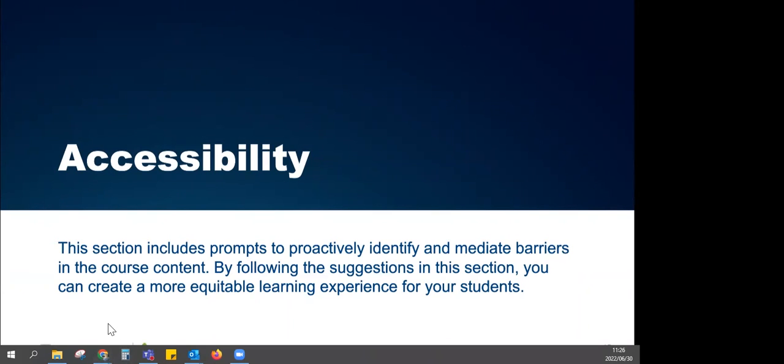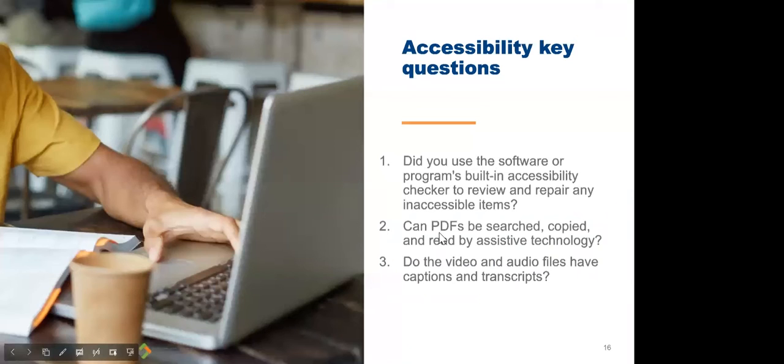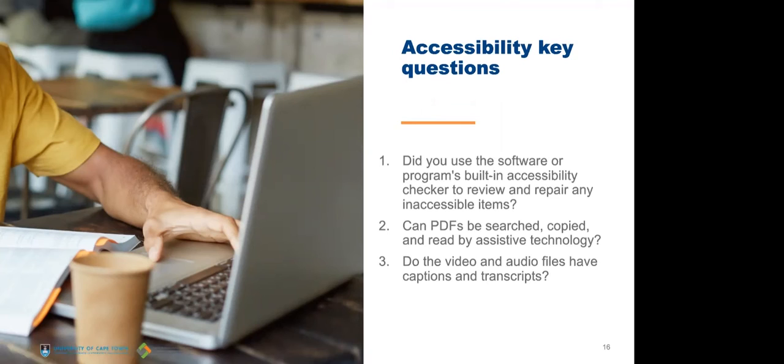Okay, so accessibility is included here, and it has prompts to proactively identify and mediate barriers in the course content. By following these suggestions, you can create a more equitable learning experience for your students. The questions in this section are technical, but once these things are applied, you open up access to a lot more students on the course, regardless of their ability or disability or any sort of diversity that you might have in your classroom.